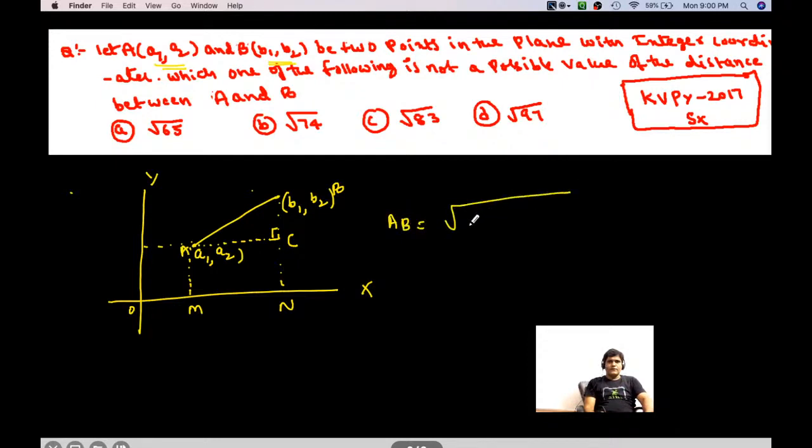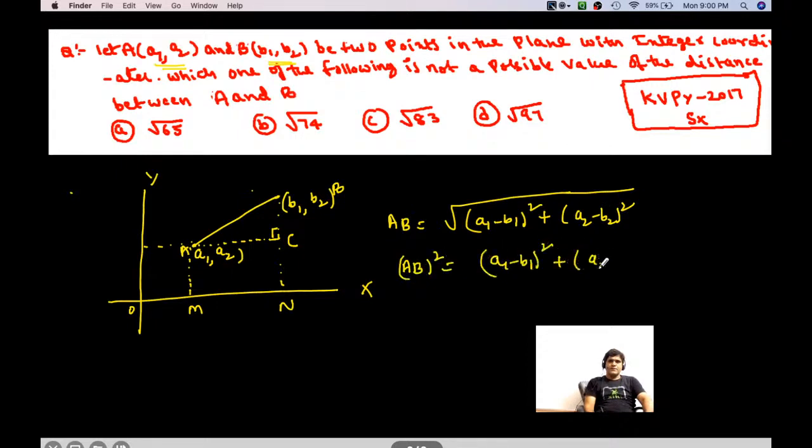The distance is equal to the square root of (A1 minus B1) whole square plus (A2 minus B2) whole square. This is the distance. So AB square is equal to (A1 minus B1) whole square plus (A2 minus B2) whole square.